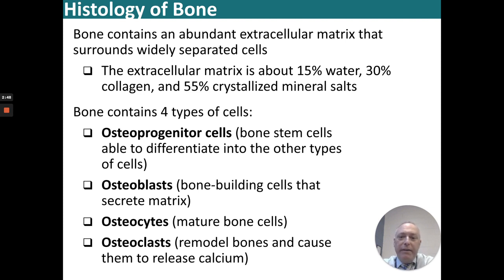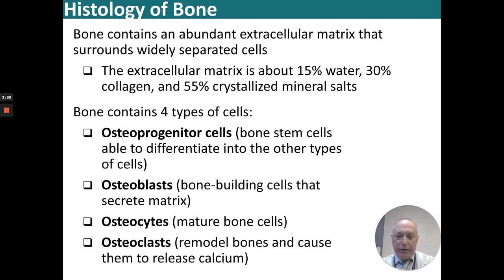So bone is a lot of matrix, and there are cells, but they're really dispersed. They're separated by a lot of space. But what is the space? So it's 15% water, 30% collagen, and then 55% crystallized mineral salts, which would constitute calcium and phosphorus. And there are four main cell types that are of interest. The stem cells that produce the bone cells, or osteoprogenitor cells. These stem cells are able to differentiate into the different cells that produce bone.